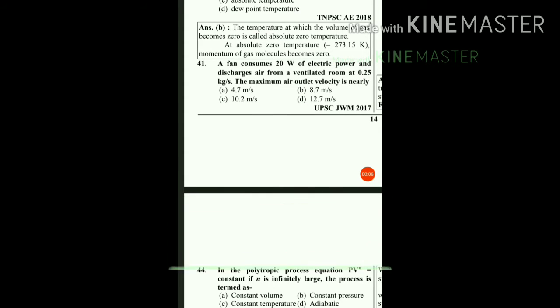We have already started a question bank series of the thermodynamics subject, where we have already covered 40 questions. So today we'll start from the 41st question. The question is: a fan consumes 28 watt of electric power and discharges air from a ventilated room at 0.25 kg per second. The maximum air outlet velocity is nearly.